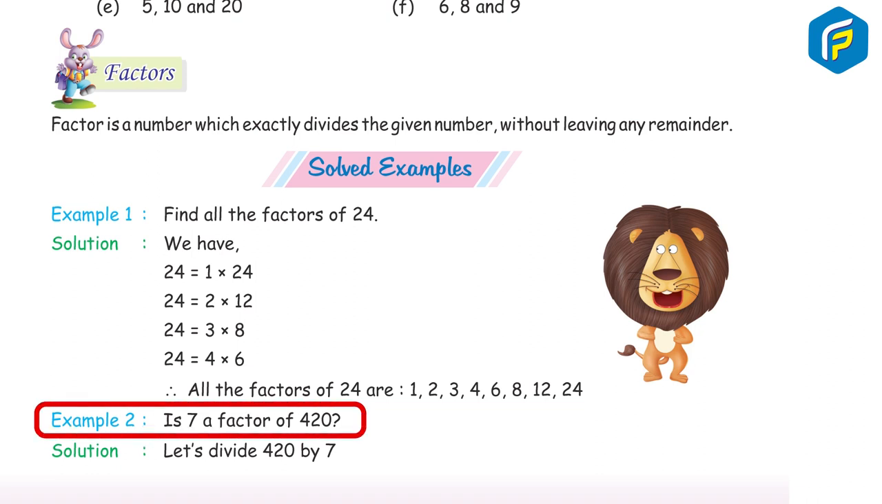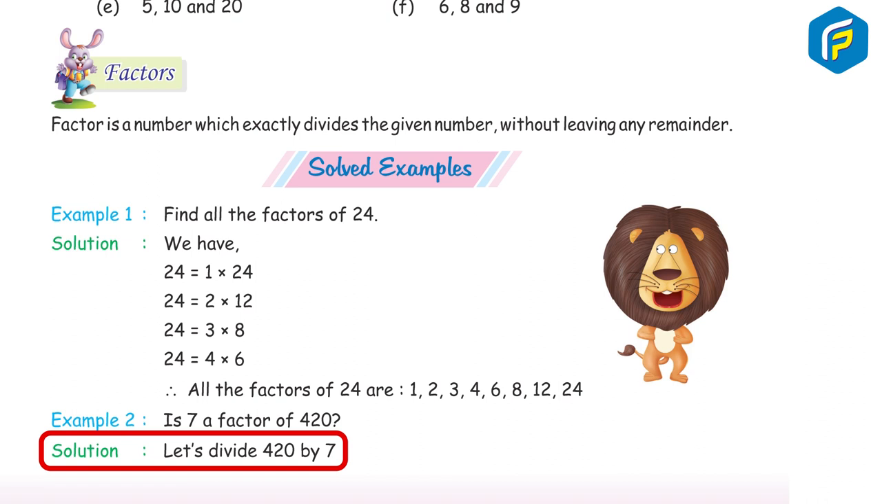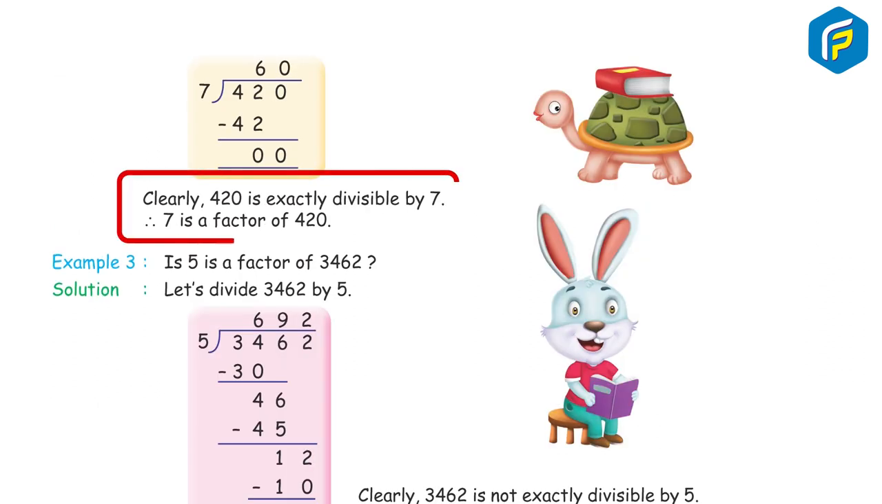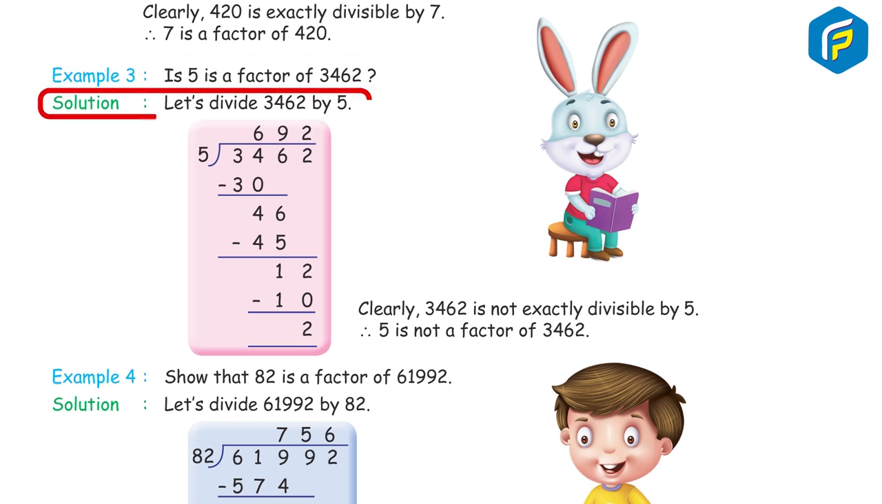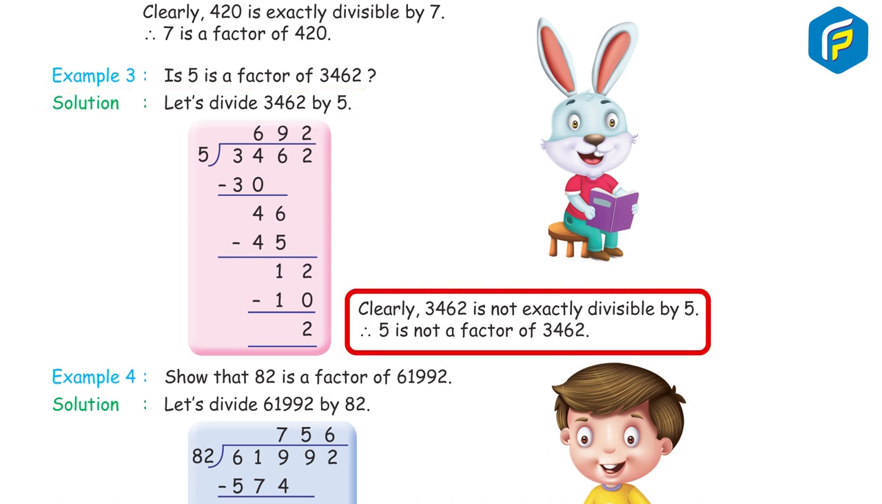Example 2. Is 7 a factor of 420? Solution. Let's divide 420 by 7. Clearly, 420 is exactly divisible by 7. 7 is a factor of 420. Example 3. Is 5 a factor of 3462? Solution. Let's divide 3462 by 5. Clearly, 3462 is not exactly divisible by 5. 5 is not a factor of 3462.